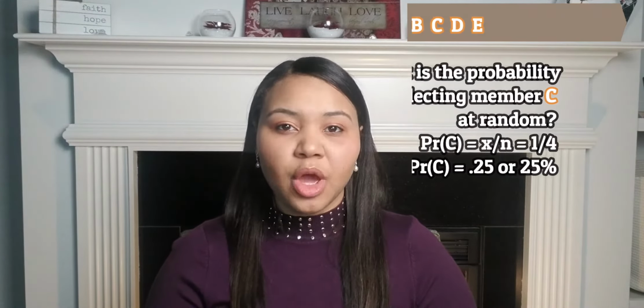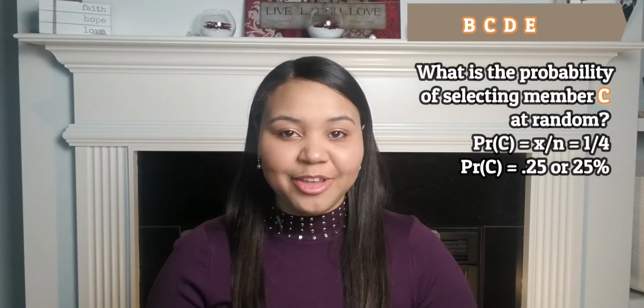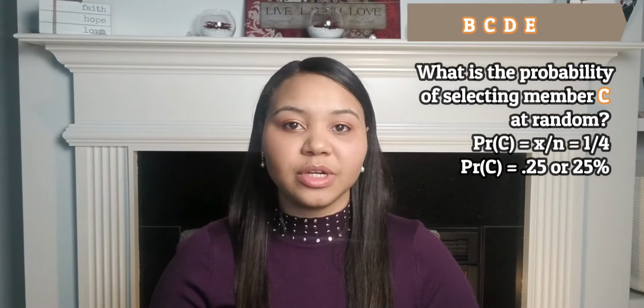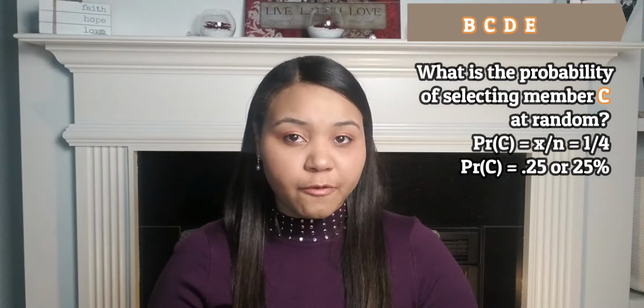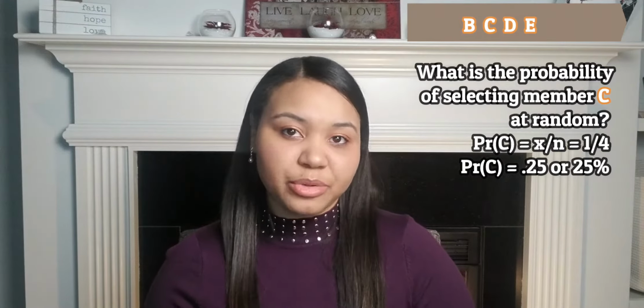If you remove one of the members, then the total number, or N, changes. This is what is called probability without replacement. If you remove member A from the group, what's the probability of selecting member C at random? Well, you got it. It will be 1, there's only one C, divided by 4, B, C, D, and E, which is 1 over 4, or 25%.